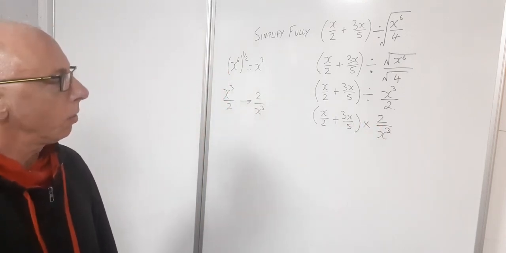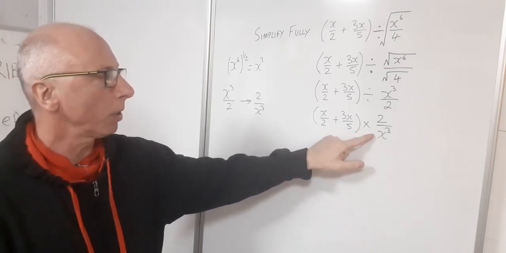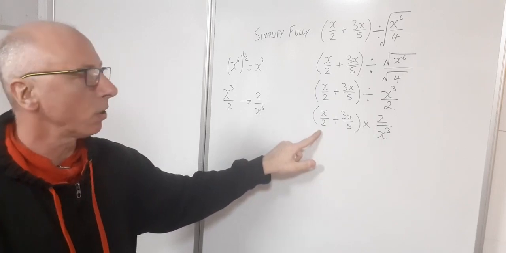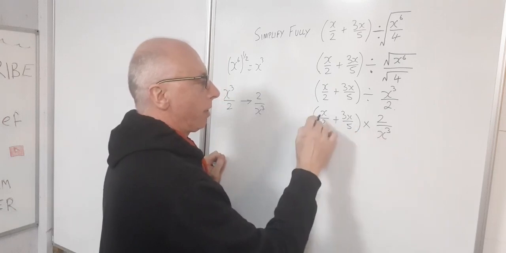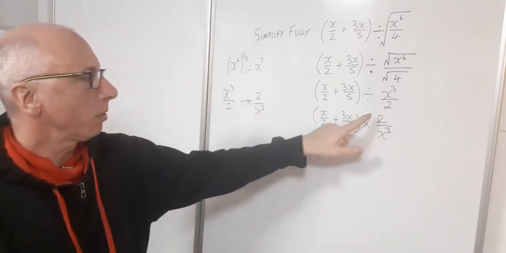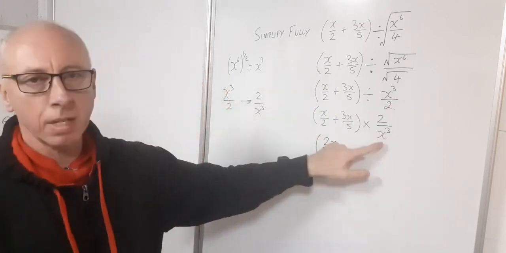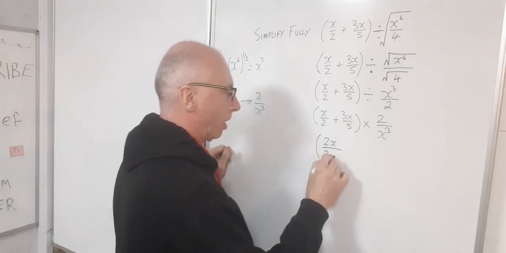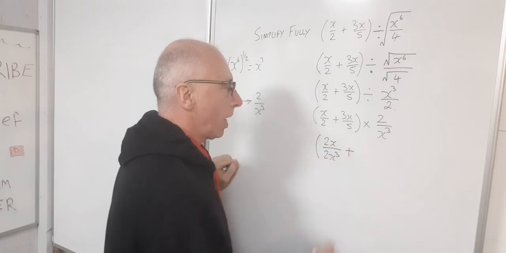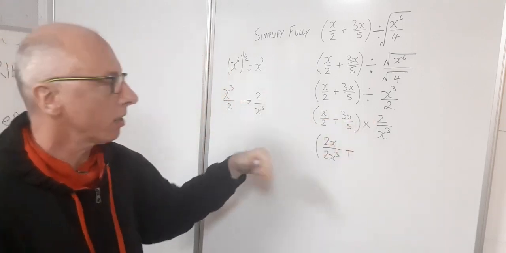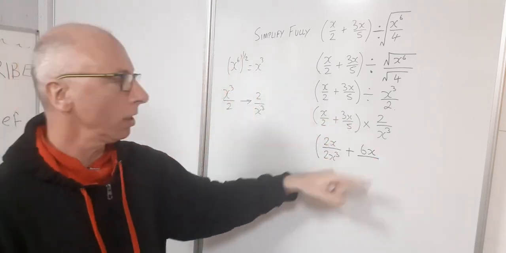Okay, what I can do now, as I've got a plus sign in the middle of these brackets, is distribute this 2 over x cubed with each term accordingly. So let's do that. Let's distribute this with this one first. So 2 times x is 2x, and then 2 times x cubed, 2x cubed. The simplification I can do there is looking good. And then my add sign will stay. And now I've got 2 times 3x, which is 6x, and then 5 times x cubed, 5x cubed.